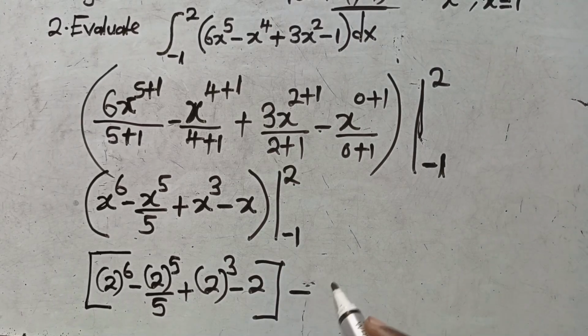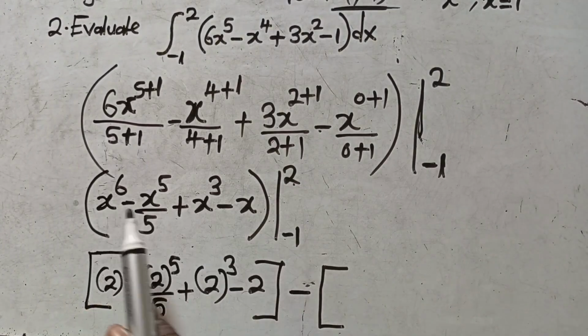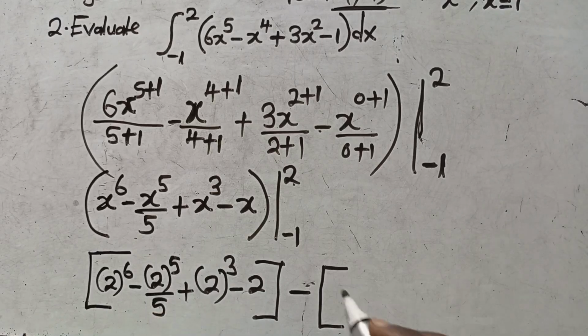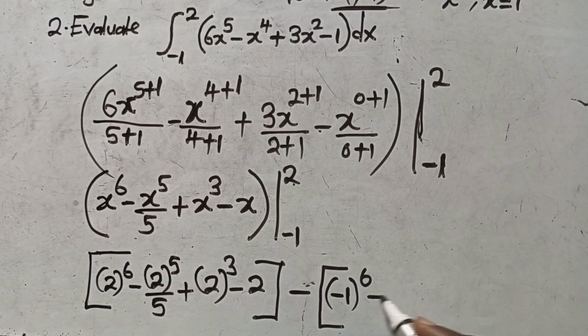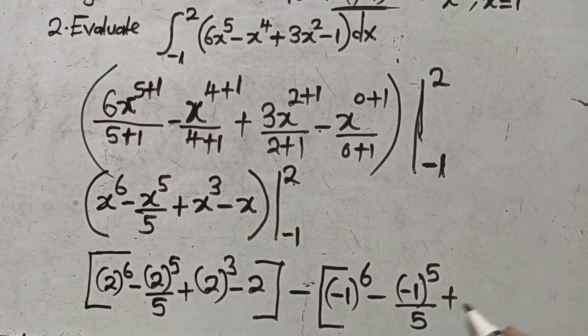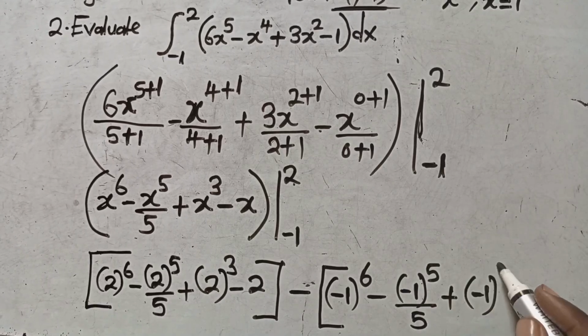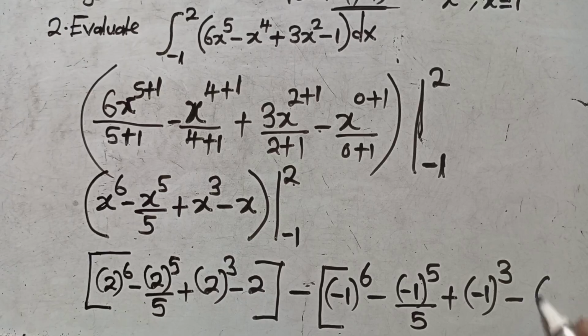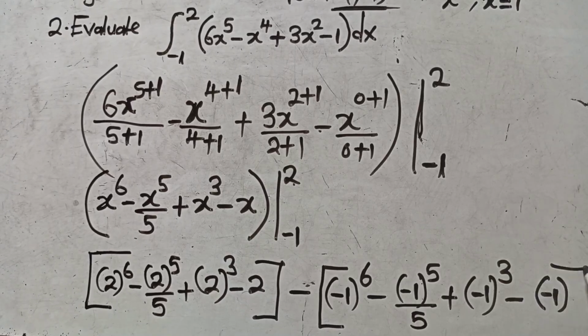Then I say minus, I'm finding the difference. Then I put -1 throughout. So I'm going to put a -1 throughout. I say (-1)^6 minus (-1)^5 over 5 plus (-1)^3 minus (-1), like this. So this is where I'm going to end from myself. I want you to finish this.